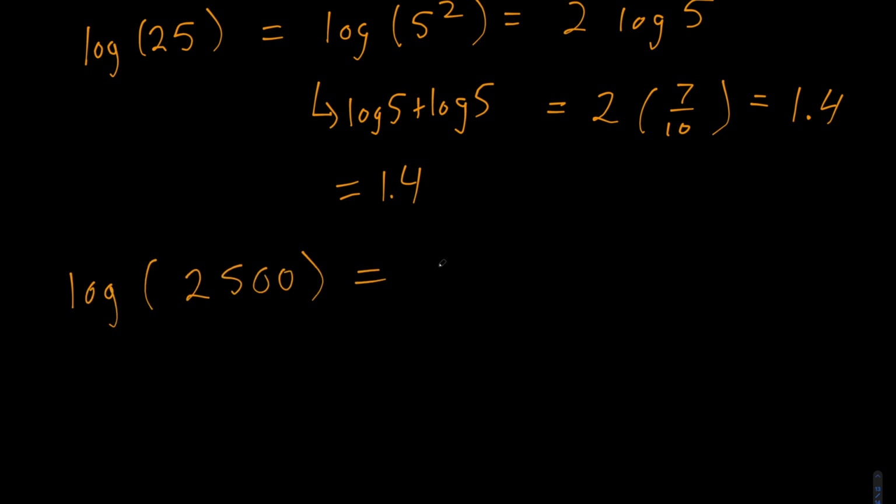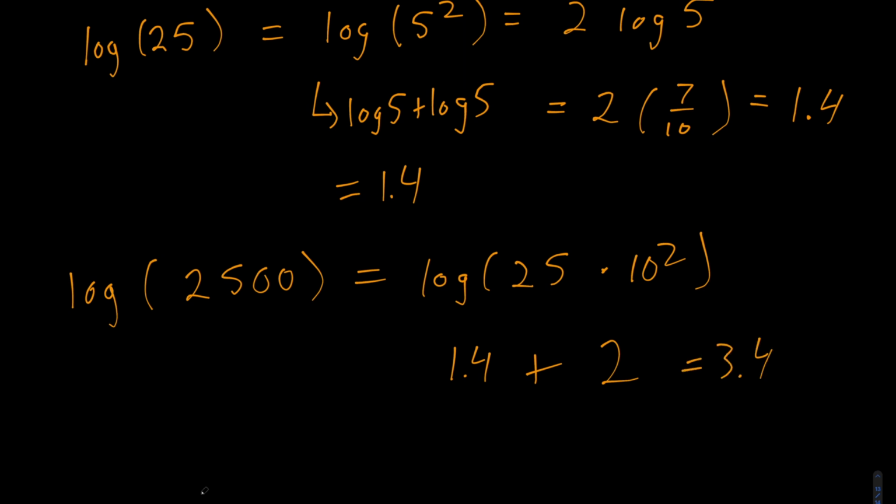Again, you would just split this up into log of 25 times 10 to the 2, right? And so you know that log of 25 now is 1.4, plus log of 10 to the 2 is 2, right? Because you know that exponent is 2, so that's 3.4. And so you can be able to really, really calculate anything.